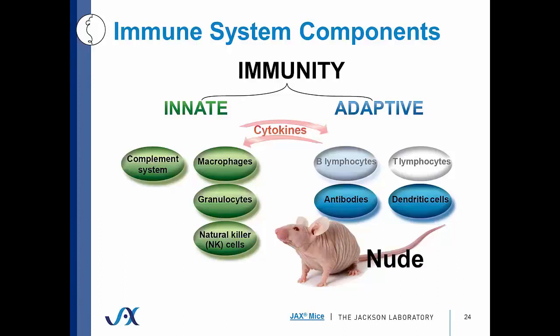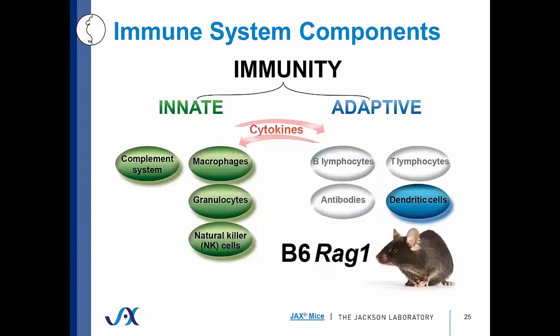So, the nude mouse carries a mutation in the FOXN1 gene, which is involved in thymus development. And so, consequently, these nude mice are athymic and do not have T cells. And consequently, because they lack T cells, they also are B cell deficient. However, you can still see that they have their innate immune system intact. Nude mice have been great hosts for the engraftment of established cancer cell lines. However, they can't support primary cells for human immune cells or primary tumors.